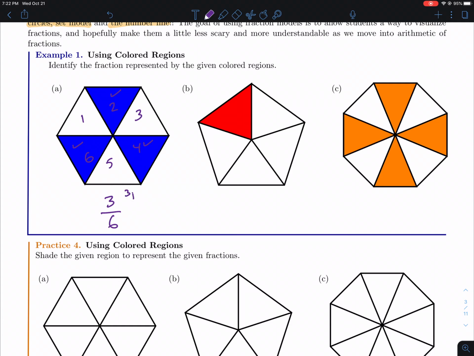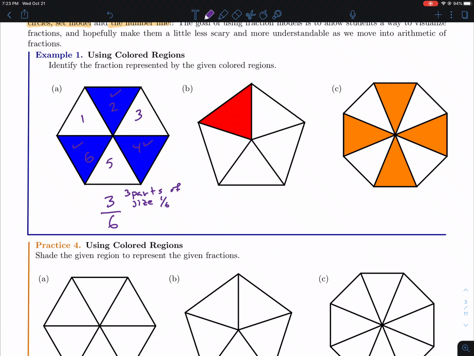So again, kind of keep that in mind: 3 parts of size 1/6. All right. And for right now, I'm going to leave it that way. We'll talk a little bit about simplifying, but for right now, don't really worry about simplifying fractions. That's something we're going to do later. So for right now, just write it down the way it is and pretend like you don't even know how to simplify at the moment.